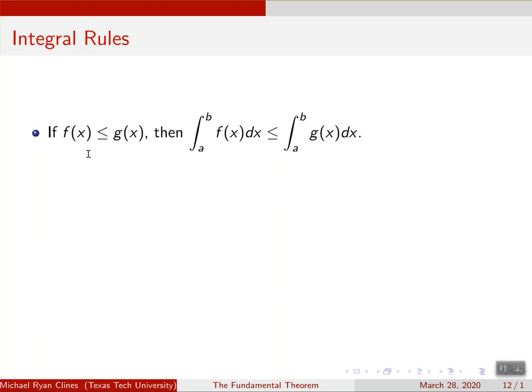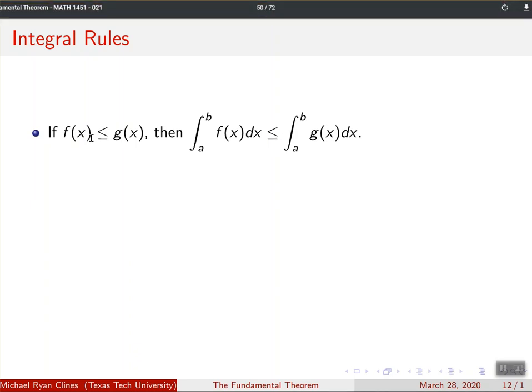But since f of x is less than or equal to g of x, what this is saying is that the area under the curve of g of x is bigger than the area under the curve of f of x. Think about that graphically. If you have one function that's above the other function all the time, then the area under that curve is going to be bigger than the area under the other curve. So essentially, when you have this inequality, you can integrate over both sides and the inequality remains the same.